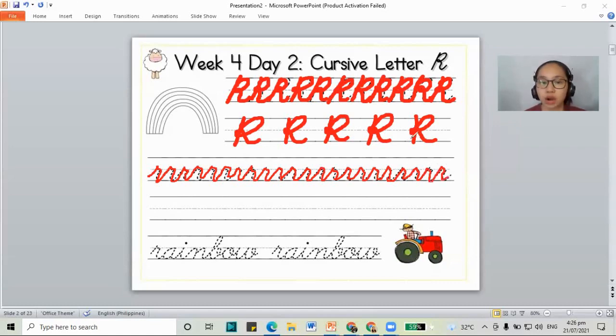How do you make R again? First, make a line going up, a curve, and then a loop out, a tail out. See your letter R, lowercase r. We have R for the rainbow. Please trace your word for rainbow.